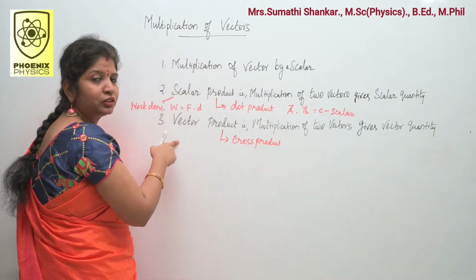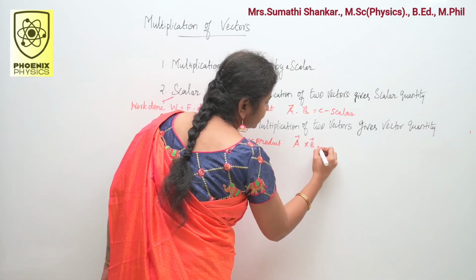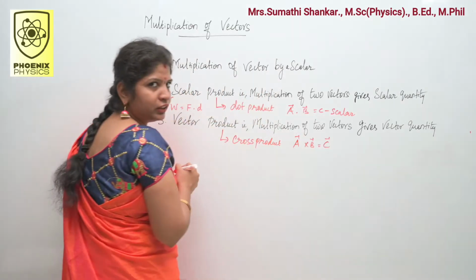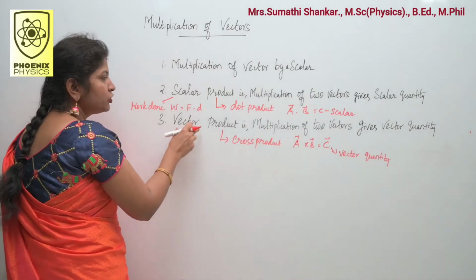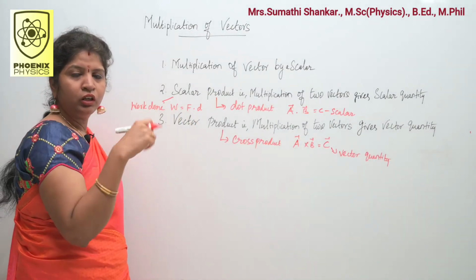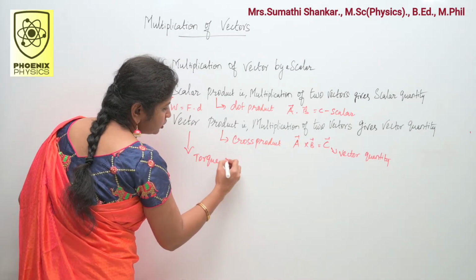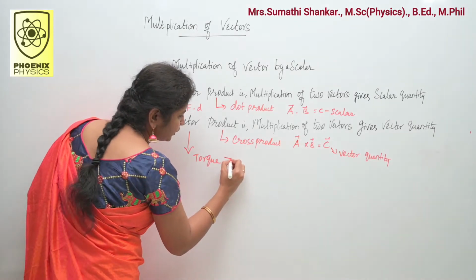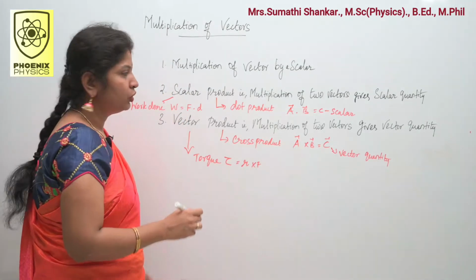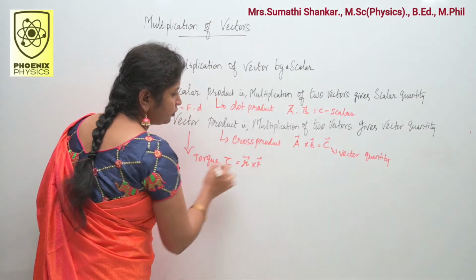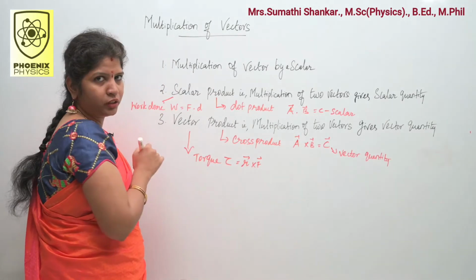How do you represent the vector product? Like this. A vector cross B vector gives another vector quantity. So C is our vector quantity. This vector product is useful to find out torque in physics. So how do you represent torque? By the letter tau, that is equal to R cross F. R and F are two vectors. So the resultant is also a vector quantity.